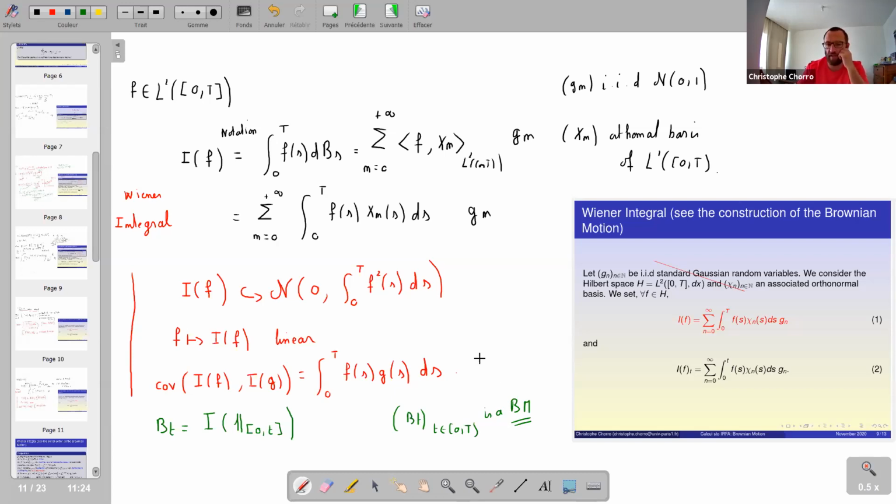So just a remark concerning notations here. I can write it here.